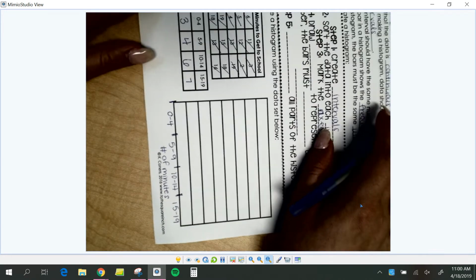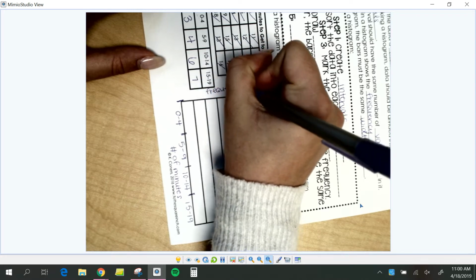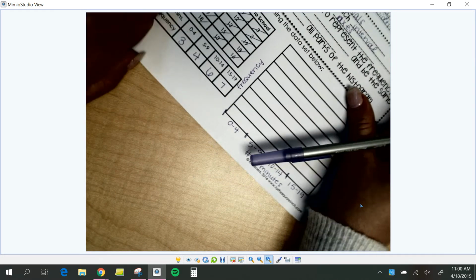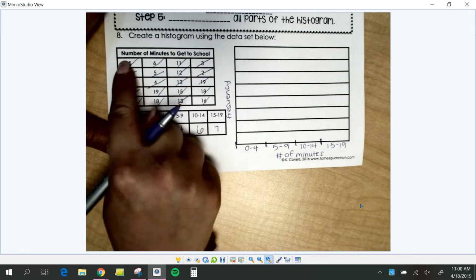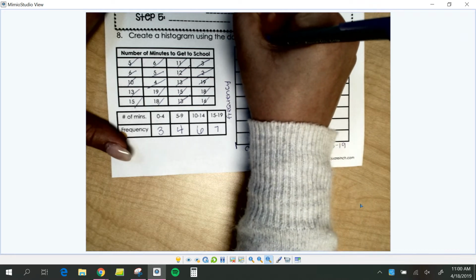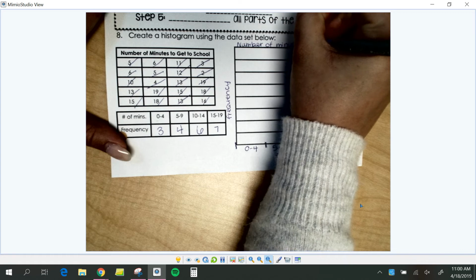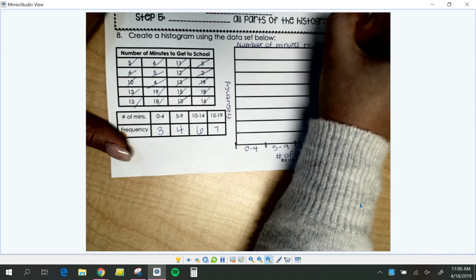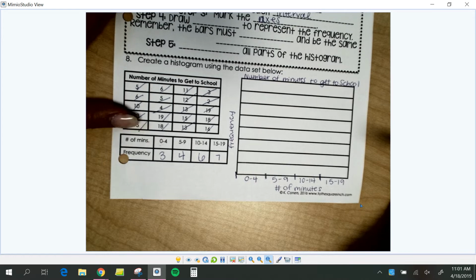Okay. Now on the y-axis, y in a histogram is always going to be frequency. So I'm turning my paper so I can write frequency. So how many? And then I put my title at the top, which is my title right here. Number of minutes to get to school. Okay, so there, it's all marked up.